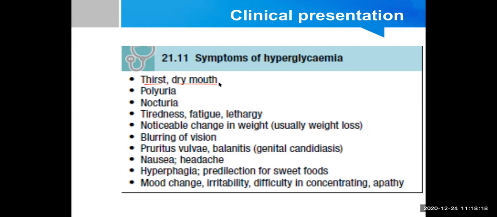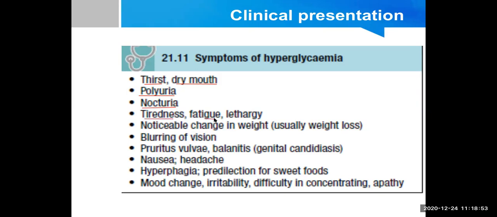They often complain about this to their friends or family members: why these days am I feeling dry mouth, and why am I drinking more water than before? So probably they are developing diabetes here. Polyuria, excessive urine output. Nocturia, nighttime urination. Remember, they wake up many times during the nighttime. It depends on the control of diabetes, what the level of blood sugar is in them.